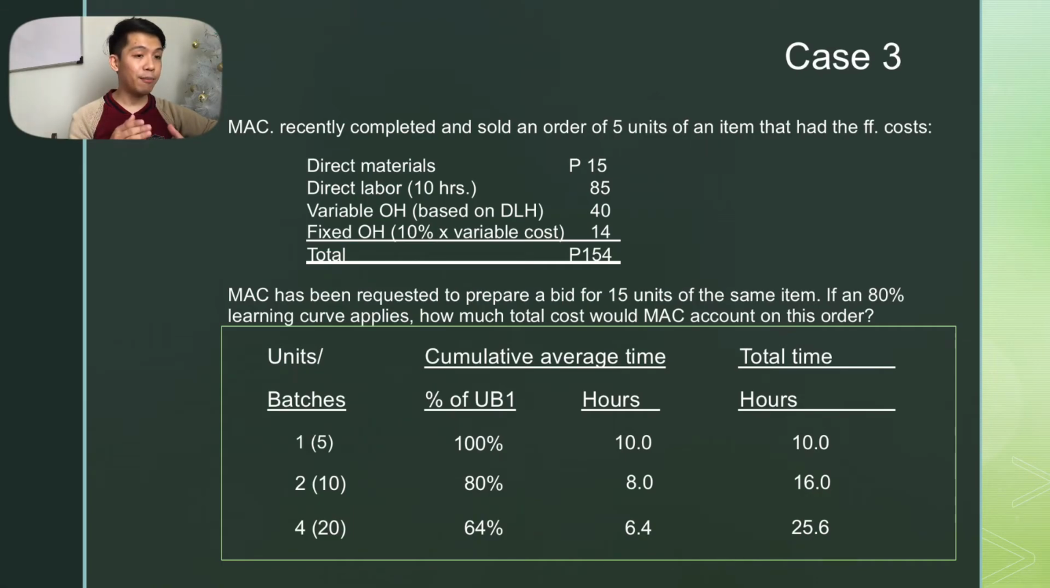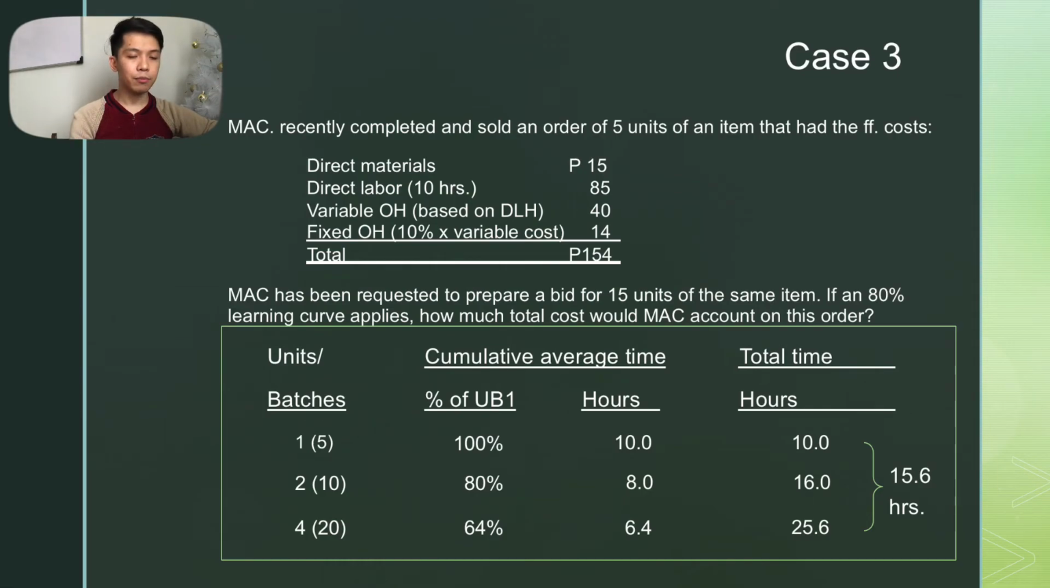At this point, remember that the next order will only be for 15 units. The first order has already been sold. The first 5 units can now be removed. So if we remove the first 5 units and consider only the second, the third, and the fourth 5 units, that would be a total of 15. The total time needed for the next 15 units will therefore be 25.6 minus 10. The difference is 15.6 hours.